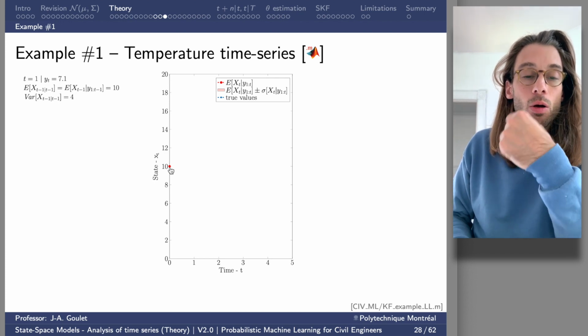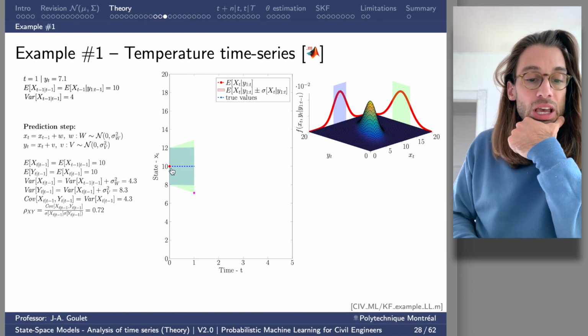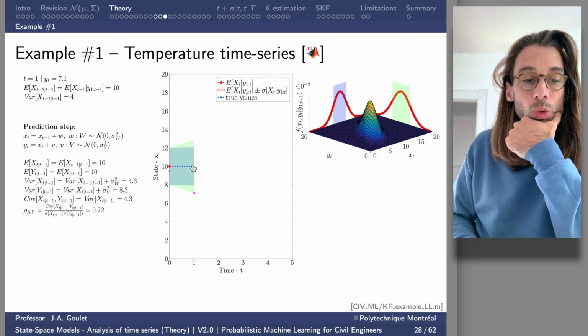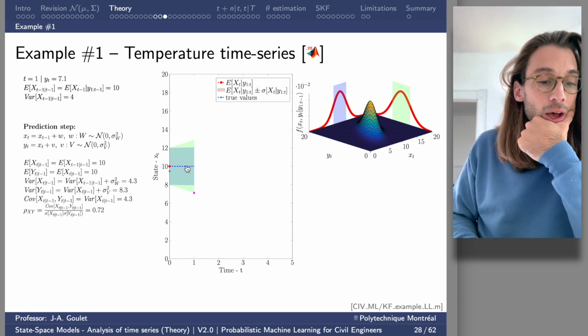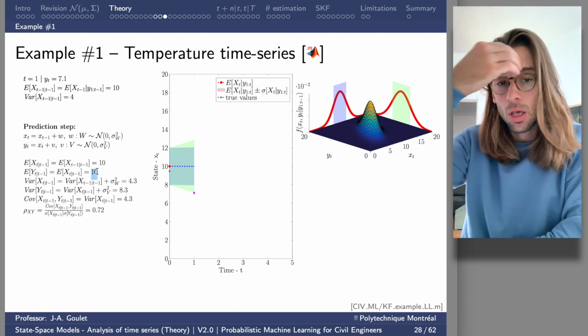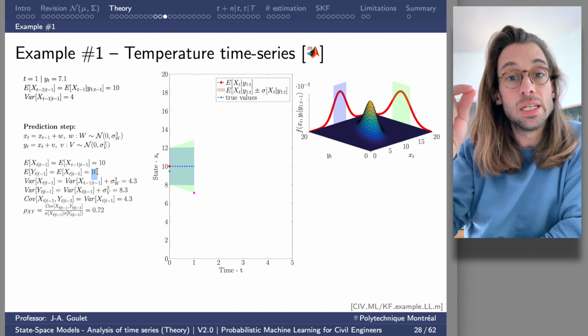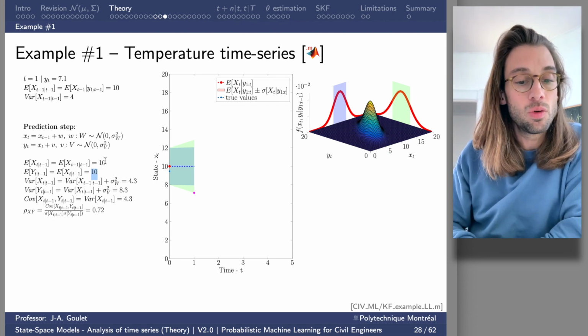So I can project forward at time t equals 1 what could be my expected value and variance. If I predict at time t equals 1, my expected value of x_t given t minus 1 is 10. My expected value for the observation y is 10 as well, because in both the transition model and the observation model, the error terms w and v are 0 mean errors. So the expected value remains the same.